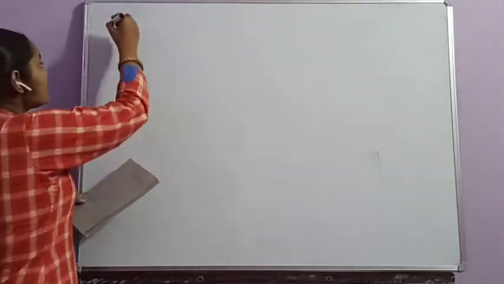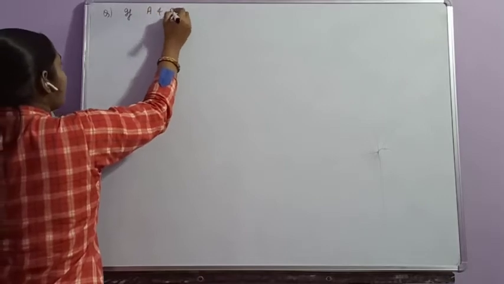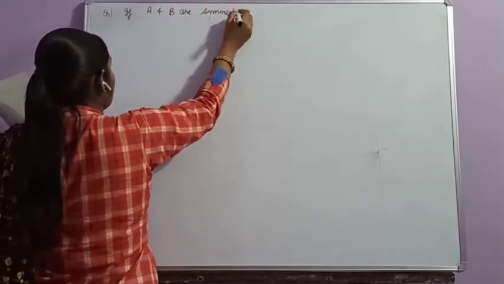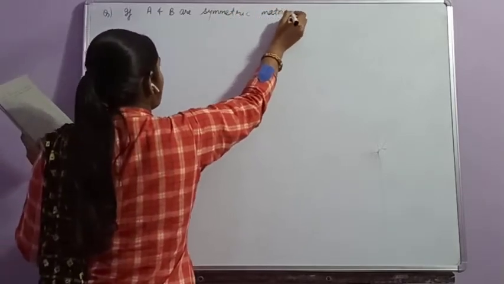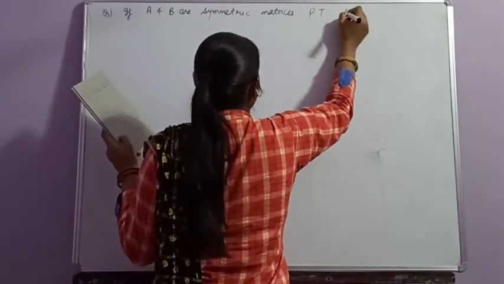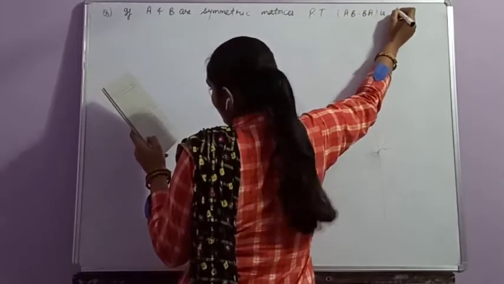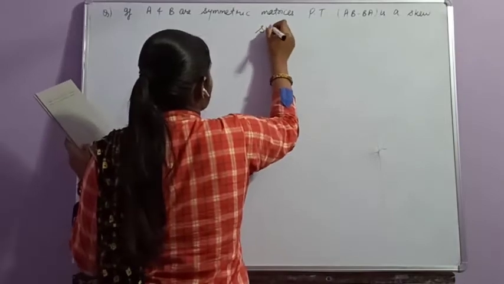Next is, if A and B are symmetric matrices, then prove that AB minus BA is a skew symmetric matrix.